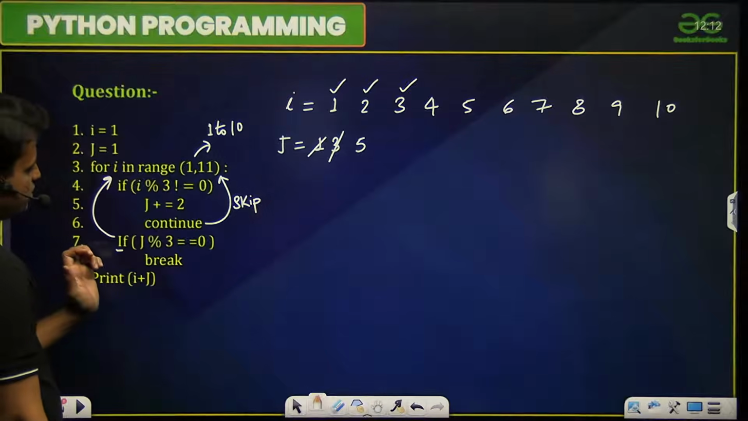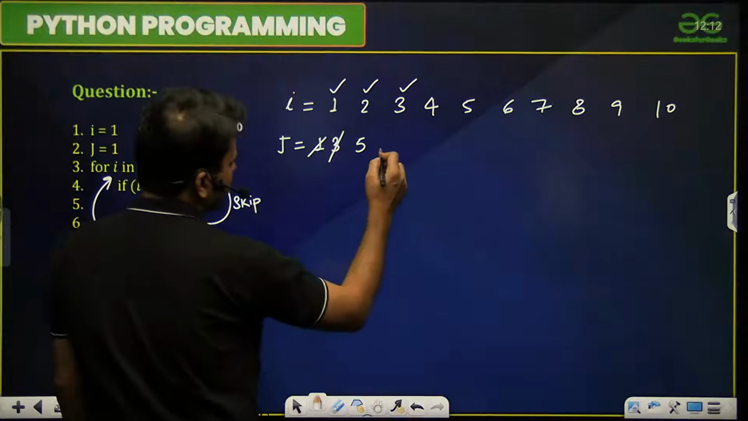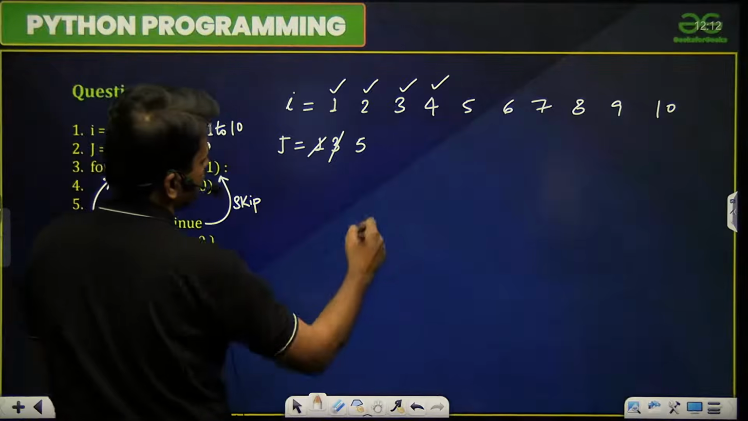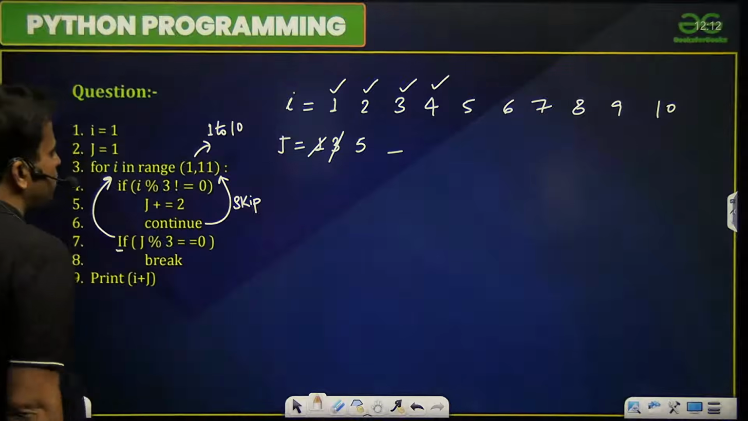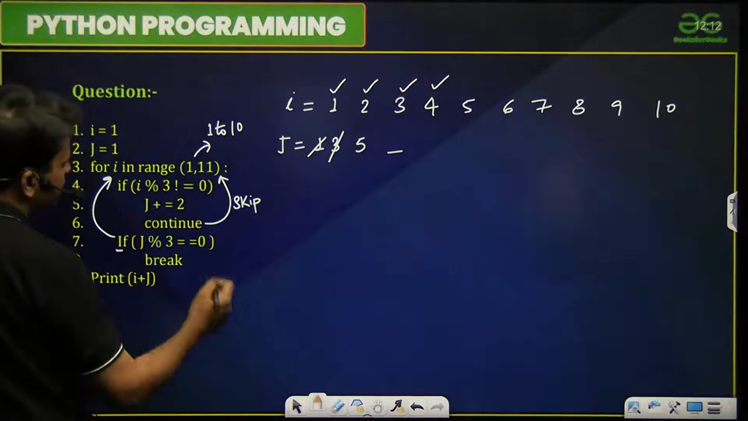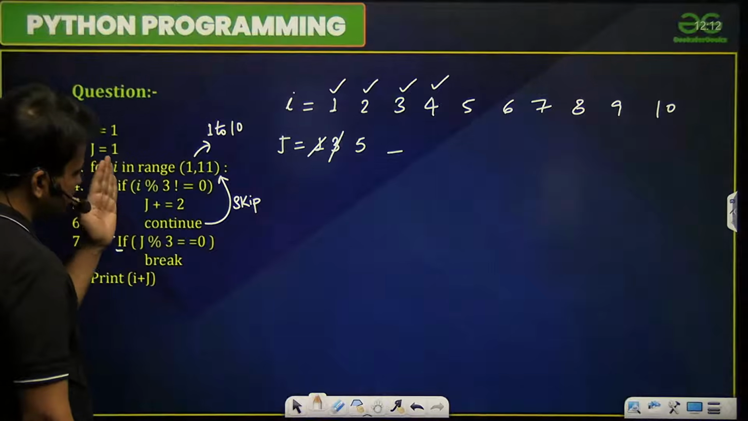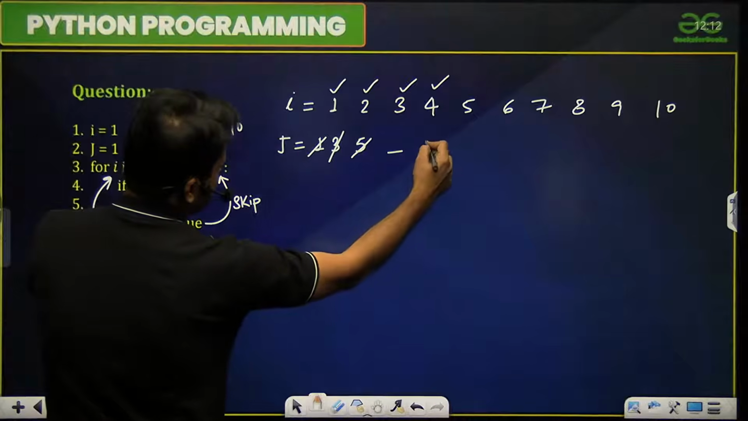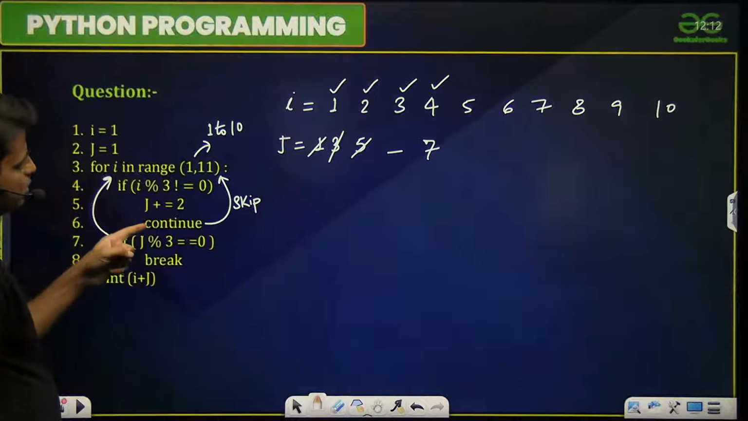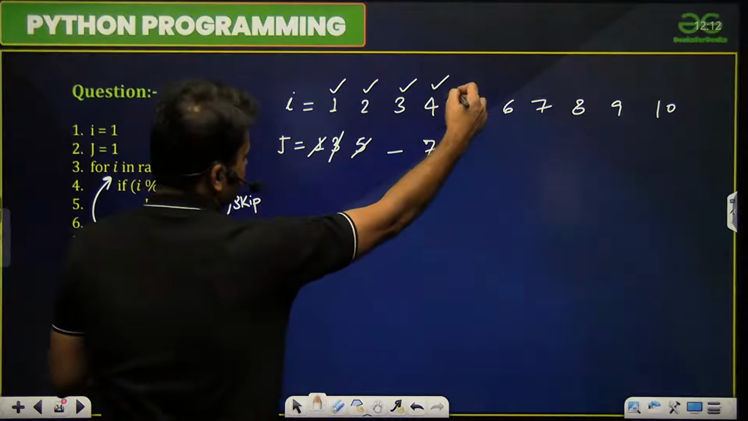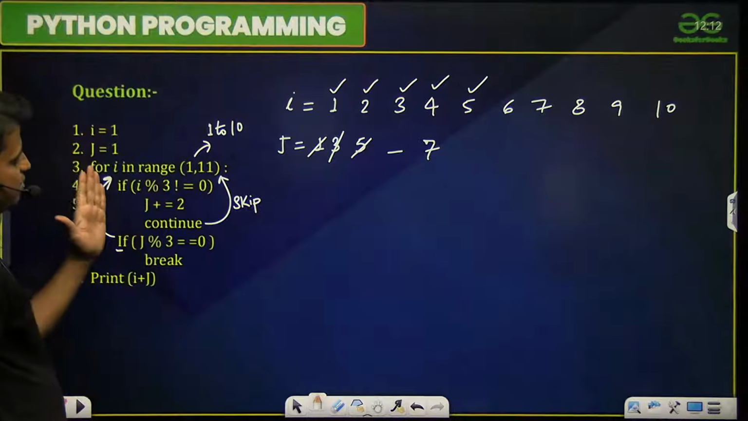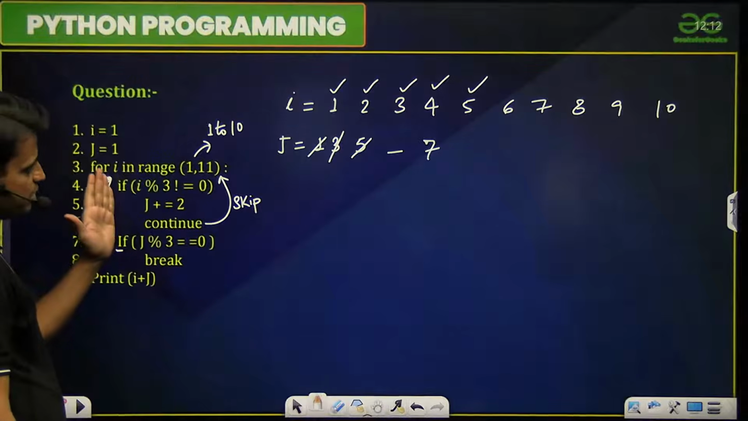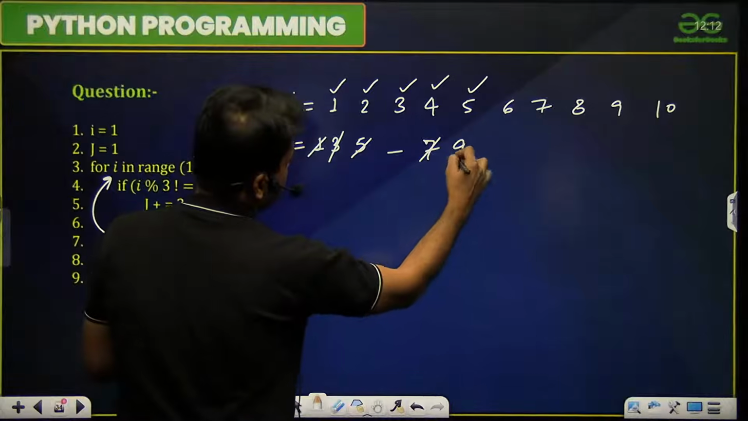Now go to the for loop. After this, i equals 4, so no output. Now i equals 4. 4 modulus 3 is not equal to 0, the remainder is 1. This condition is true, so j equals j plus 2. 5 plus 2 is 7. And continue, skip the current iteration and start the next iteration. So now i equals 5. 5 modulus 3 equals 0? No, the condition is true, not equal to 0. So j equals j plus 2, which is 9. Okay.